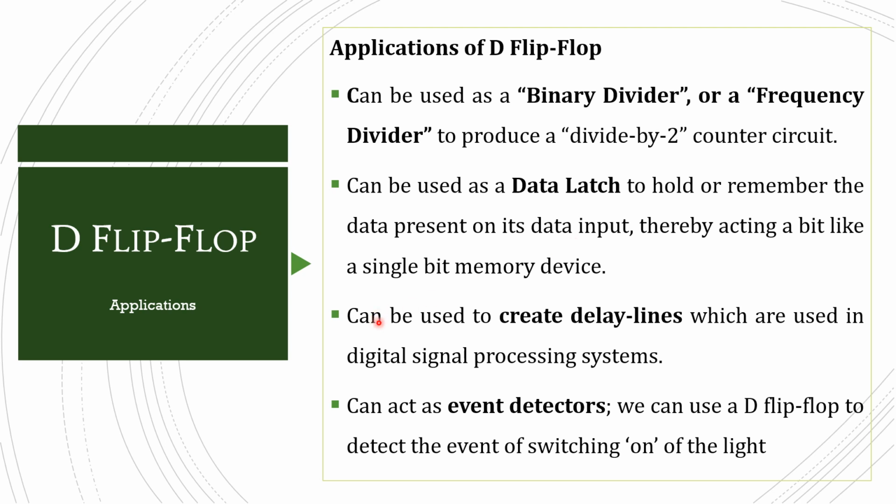It can also be used to create delay lines which are used in digital signal processing systems. And so this D can also be called a delay flip-flop. Okay. It can act as an event detector. That is, we can use a D flip-flop to detect the event of switching on of the light.